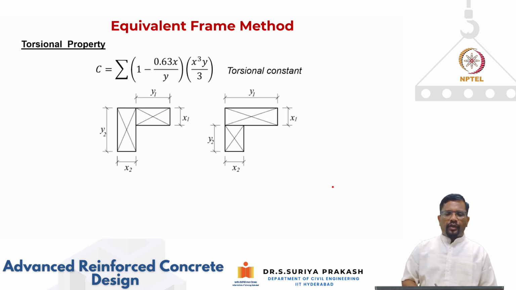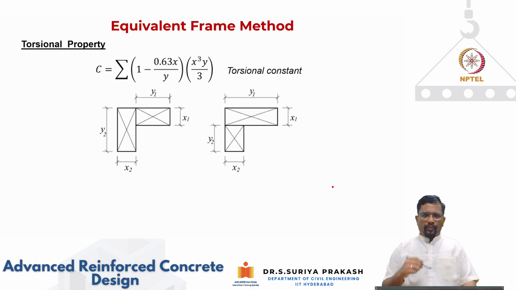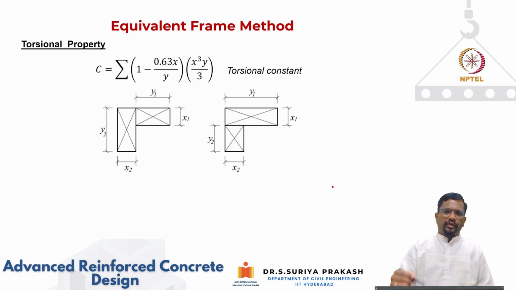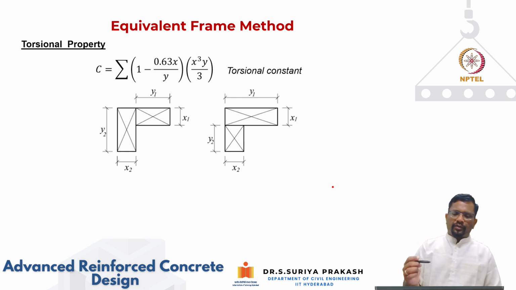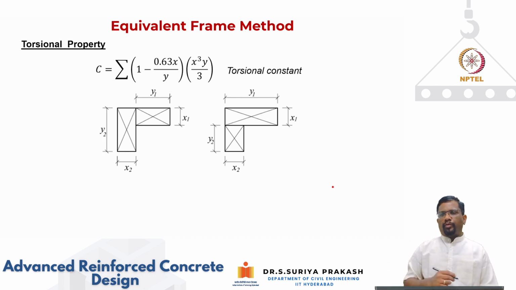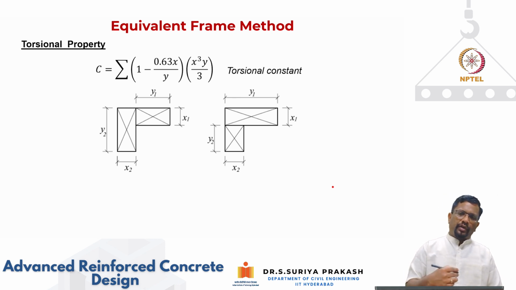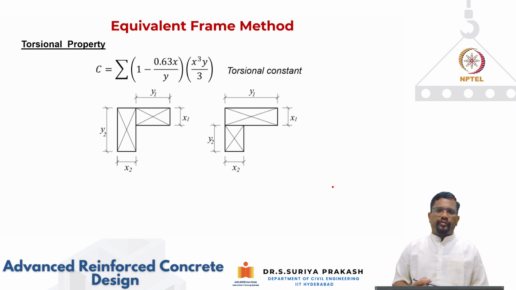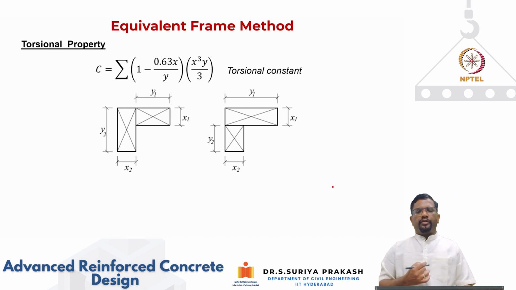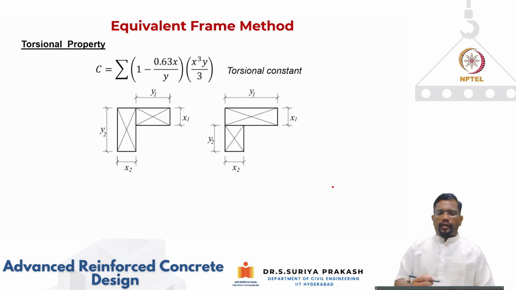So now let us see. We talked about the Kt parameter, right? Ecs into C divided by some L factor. Now what is C? C is your torsional constant, similar to the moment of inertia for any cross section. And for edge beams, it can be an L section or it can be an I section, depending upon what shape of beam you have as the edge beam. Typically it will be L shaped.